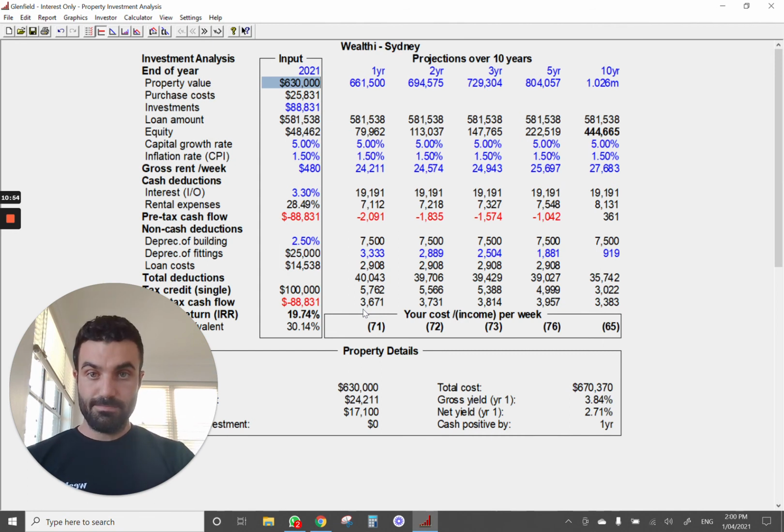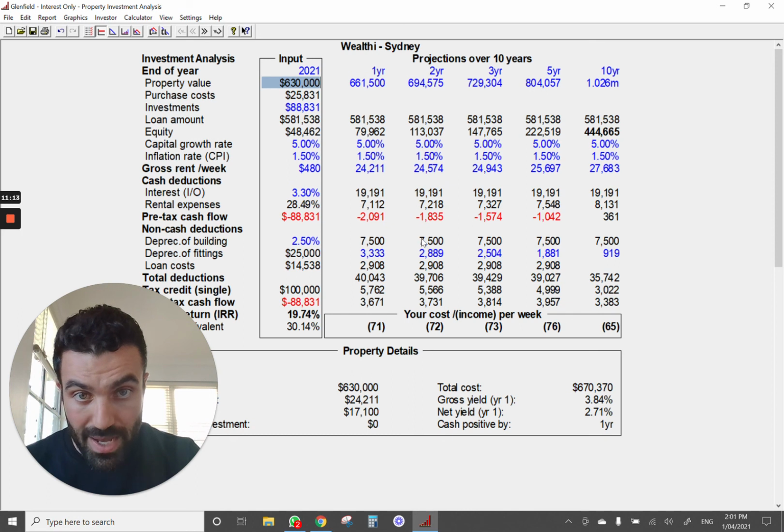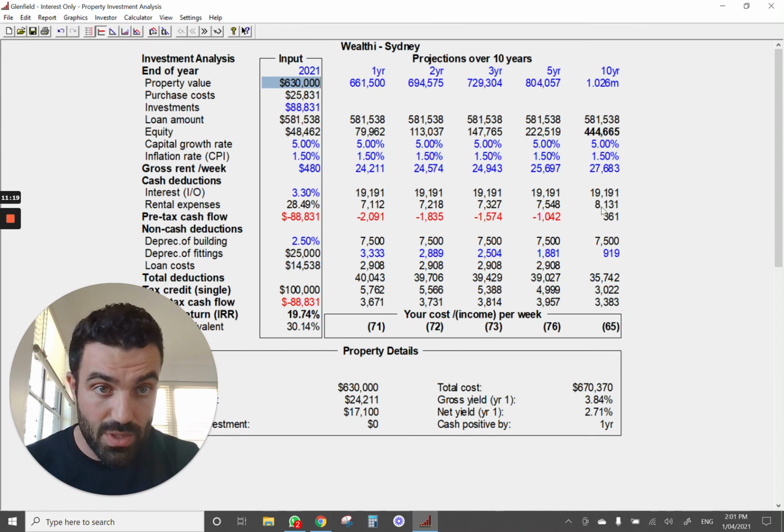$3,671. Yes, you can own a $630,000 townhouse in Sydney. You can put in a 10% plus costs, structure it interest only. It's only going to cost you $2,000 a year, but then after tax, it's going to make you money. And you can see here, if you were to get this little tax return, park it in your bank account, it covers each of the subsequent years.